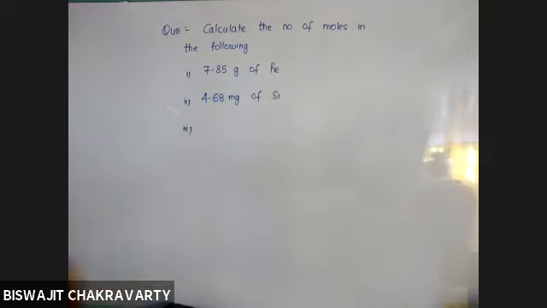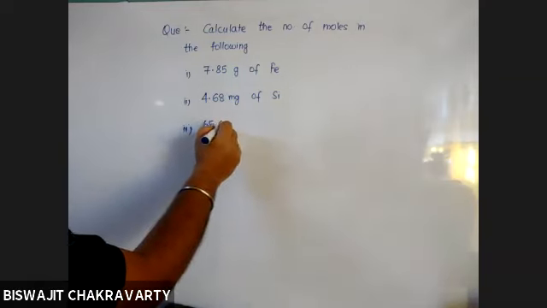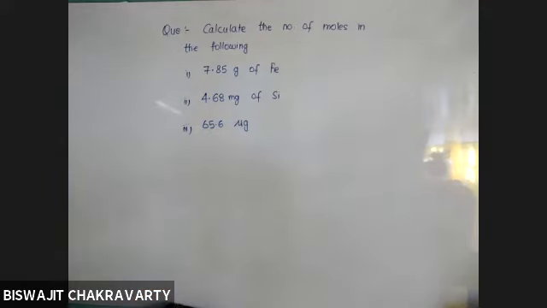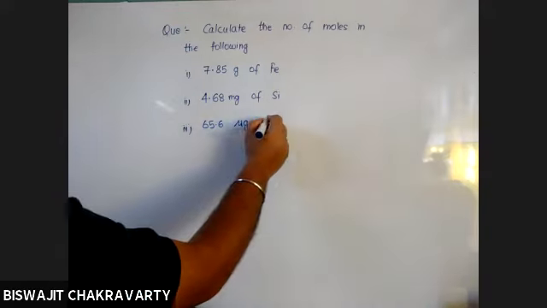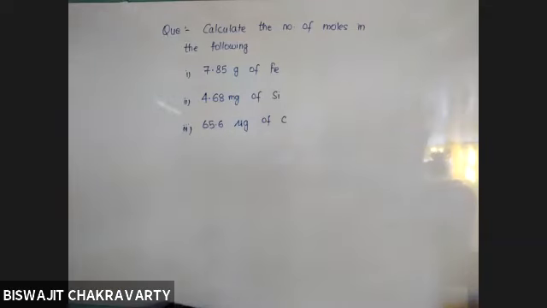Number 3, 65.6 microgram. Have you got micro before? You know how much 1 micro is equal to? Sir, 10 to the power minus 6. Very good. So all of them have been given in terms of masses. You need to convert them to moles. So do it quickly.